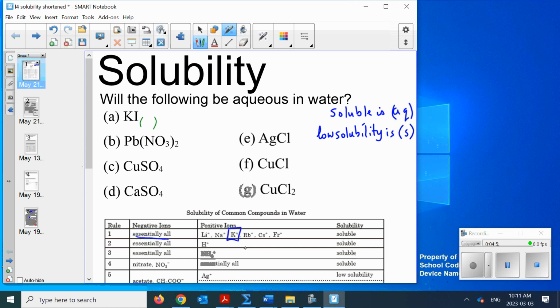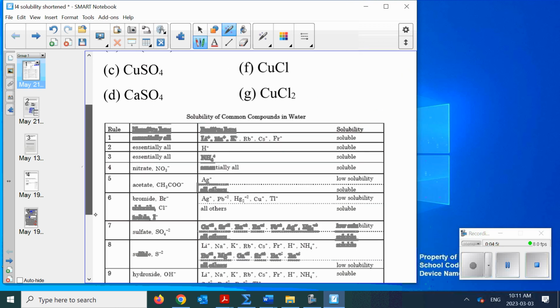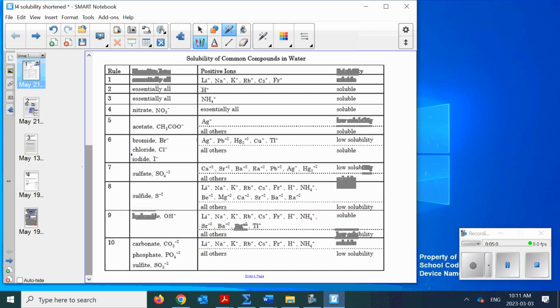What if I looked it up the other way around? I looked it up for the I negative ion. I didn't notice rule 1. I see I negative, iodide. It's in this batch of rules. It says that silver, lead 2 ions, mercury 2, copper 1, thallium are of low solubility. They'd be solids. But anything else is soluble. You'd still come to the same conclusion. Aqueous. Follow me on this?